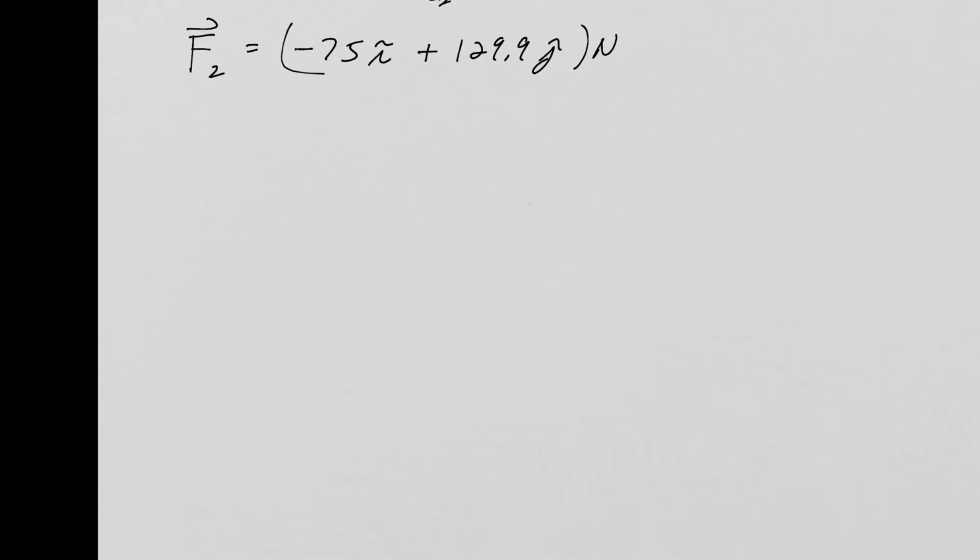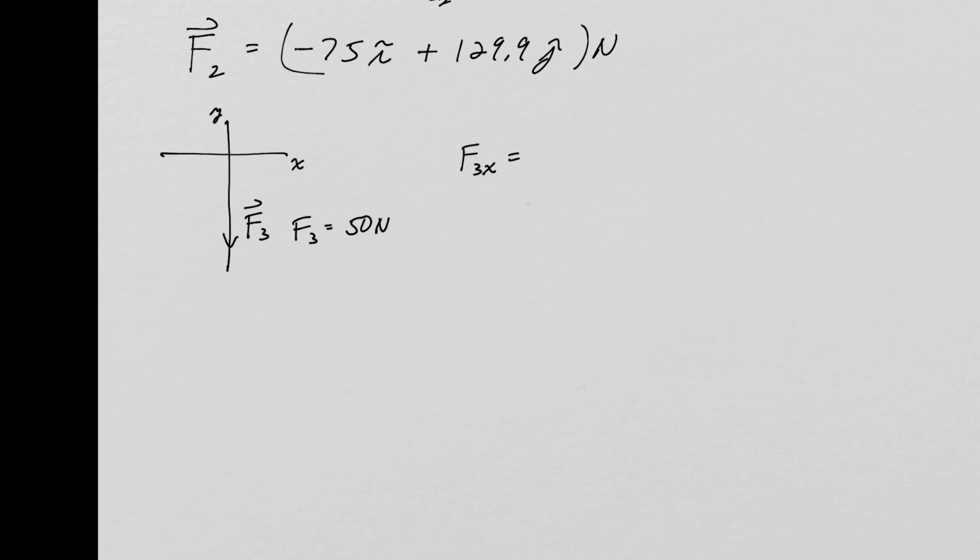So F3 is acting straight downward. It's like this. We know the magnitude is 50 newtons. Because it's right on an axis, acting straight along the negative y-axis, I can immediately say F3x must be 0, right? There's no component of that vector in the x direction. And in F3y, all of it's in the y direction, the entire 50, but it's negative. So it's negative 50 newtons for F3y.